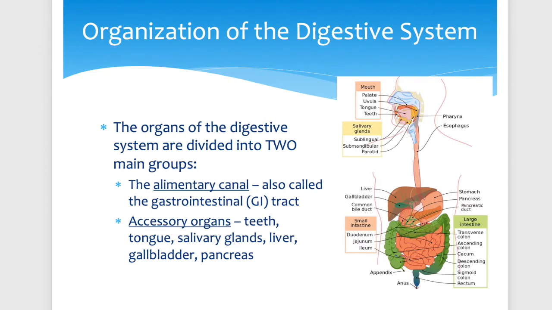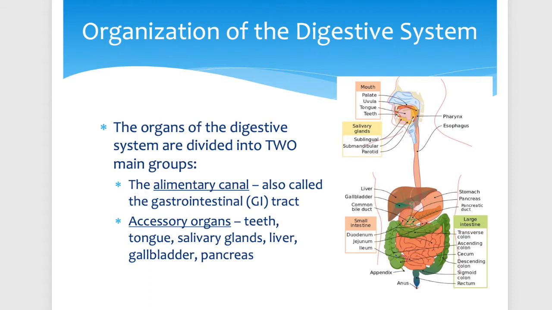The way that your digestive system is organized is into two main groups. There are a lot of organs that make up the digestive system, but we can put them into one of two groups. The first group is called the alimentary canal, also called the GI tract or gastrointestinal tract. That's basically a tube that extends from your mouth to the anus, where the food passes directly through those organs that make up the alimentary canal.